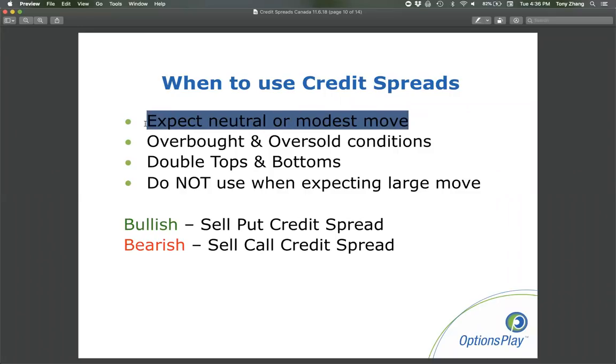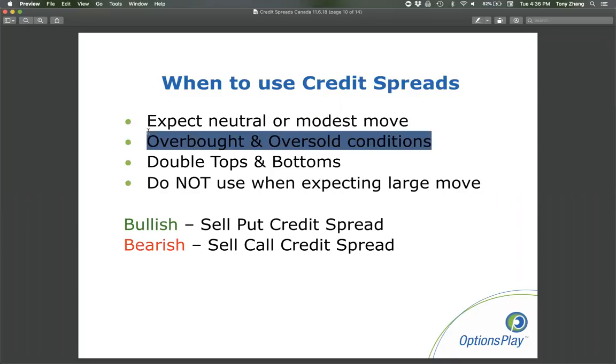First and foremost, you want to use credit spreads when you're expecting a neutral or modest move in an underlying stock or ETF. What this means is that you don't have a strong directional view. You don't think the stock's going to take off and jump 10 points in the next 2 days. You think the stock is going to stay somewhat sideways, or mildly bullish or mildly bearish. These are the optimal times to use a credit spread.